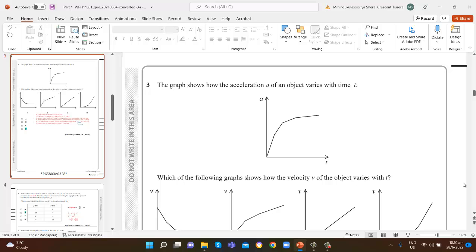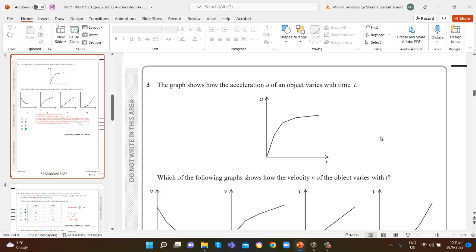So you are getting the graph. Always you have to accept a graph. The graph shows how the acceleration a of an object varies with time. First of all, I must tell you one thing. When you get a graph, you have to read the x-axis and y-axis before doing anything. You have to understand what the graph is. This is a graph of acceleration and time.